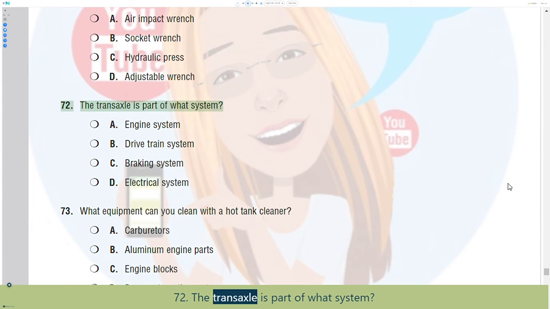72. The transaxle is part of what system? A. Engine system. B. Drivetrain system. C. Braking system. D. Electrical system.